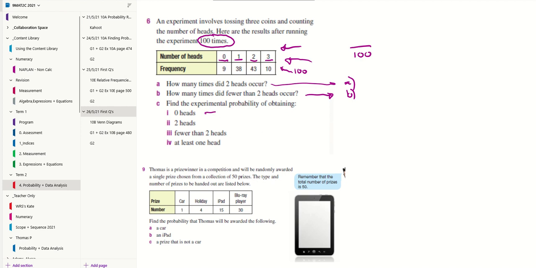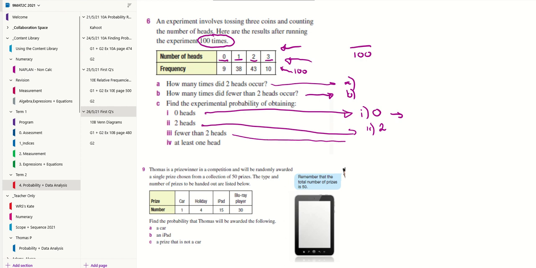Now down here is where it's asking us for probability. This is where we're going to start off with our fractions. The first one is asking us for how many times they got 0 heads. So this one is 0, and you're going to be putting down the experimental probability. The next one is 2. You're after 2 from the table. This one here is fewer than 2. So you could use your answer that you've already got from B to help you with that one.